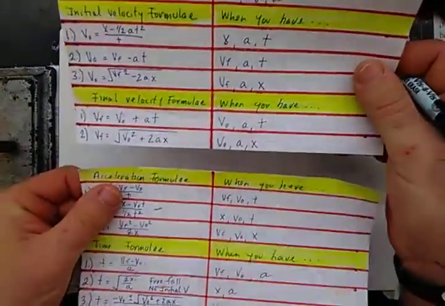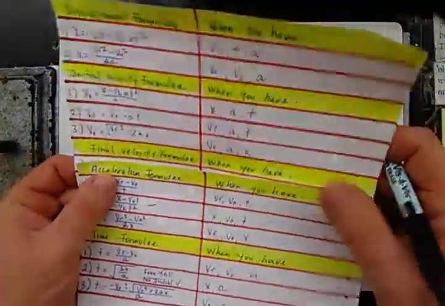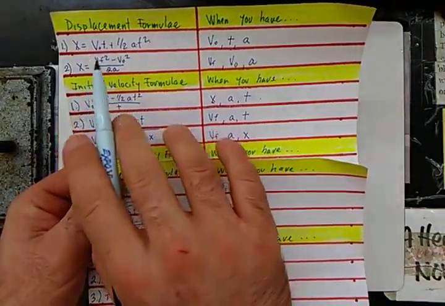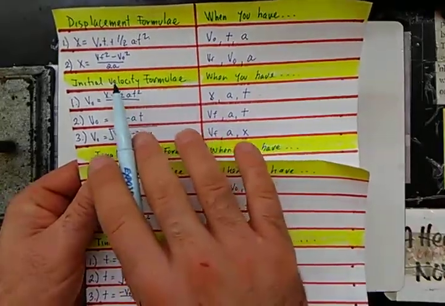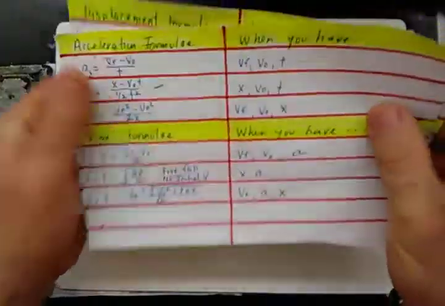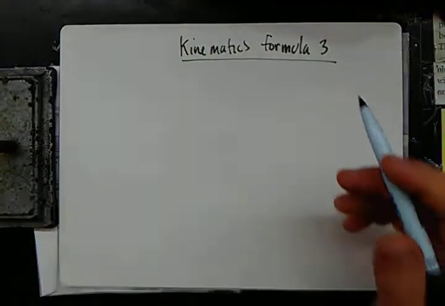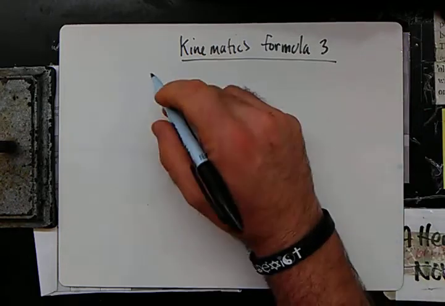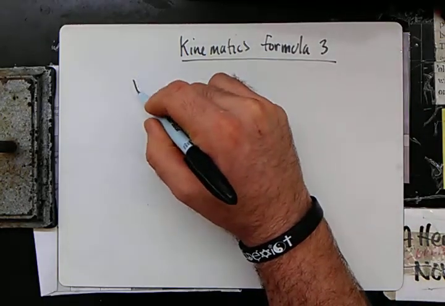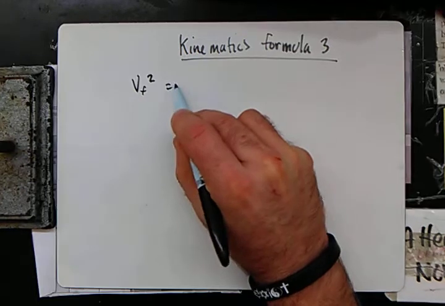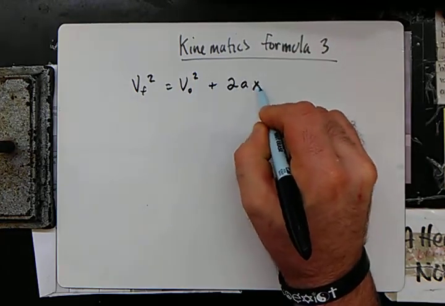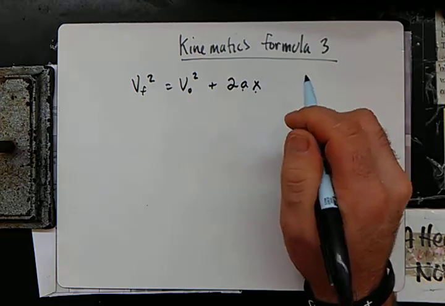So again, this is a handy dandy sheet to have around because it does tell you when solving for displacement or distance in a direction, use these formulas: initial velocity, final velocity, acceleration, and time. So this is just a matter of using algebra skills to solve for problems. So the third formula goes like this. Final velocity squared is initial velocity squared plus 2 times the acceleration times the displacement.